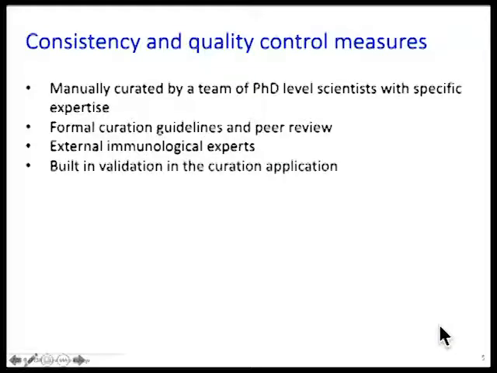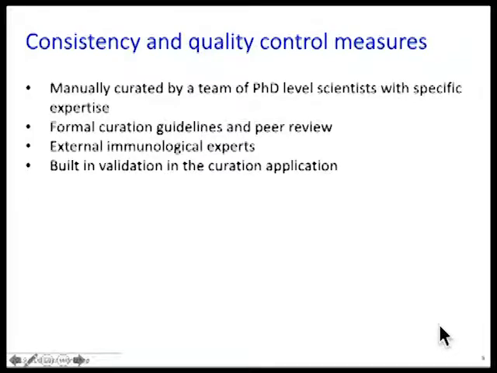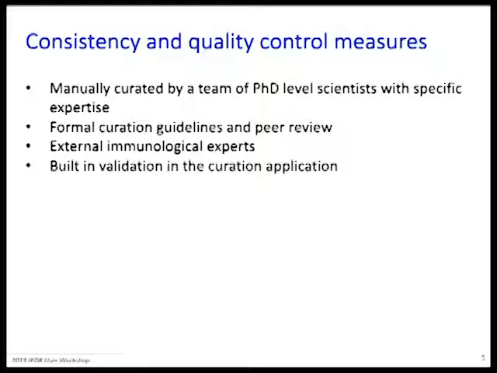So we want to make sure the data is consistent and accurate when we give it to you. So we have a lot of measures that help keep us consistent across different curators and different authors and different publications, because there's a lot of variety of how people publish. So what we do is we have our team of PhD level curators who understand these experiments and know how to read these papers. They read them and enter the data. And then a second curator reviews everything that they did, and they work together to make sure it's complete.